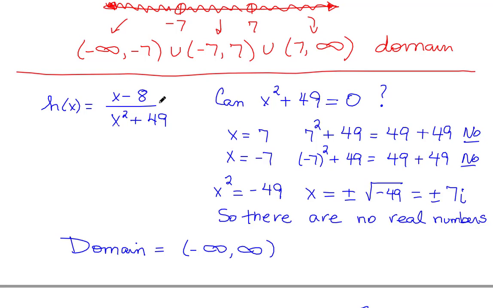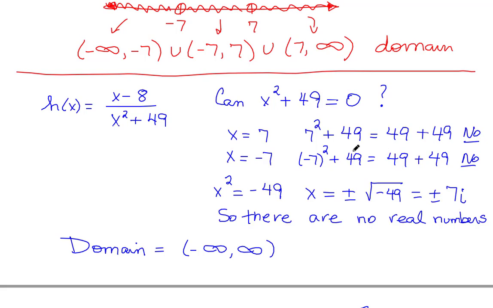The only difference is, notice there's a plus down there. Previous problem we had a minus, which gave us minus 7 and 7. What about this one? Can this ever calculate to be 0? I don't know, let's see. What if I picked 7? 7 squared plus 49. No, that's 49 plus 49. That's not 0. I know, minus 7 works. Minus 7 squared is 49 plus 49. No, that's not 0 too.